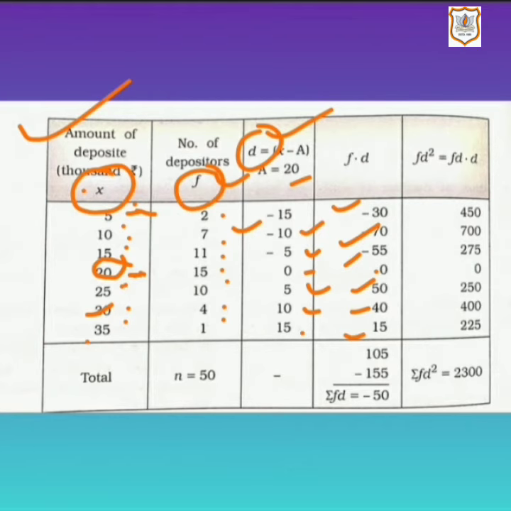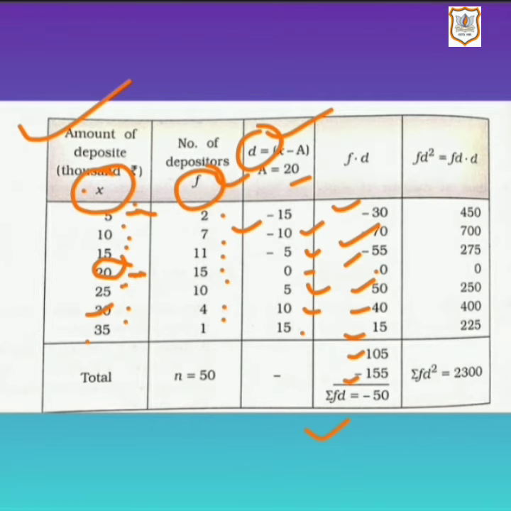Now we are going to total this column, we'll get sigma fd. So if you see all the positive numbers, that is 50, 40 and 15. 50 plus 40 is 90. 90 plus 15 is 105. So positive numbers total is 105. Negative numbers total is minus 155. So if you calculate this, it will give you minus 50. So sigma fd is minus 50.